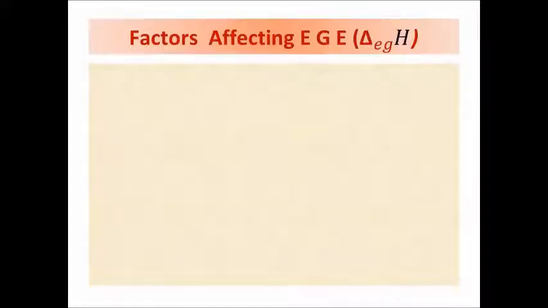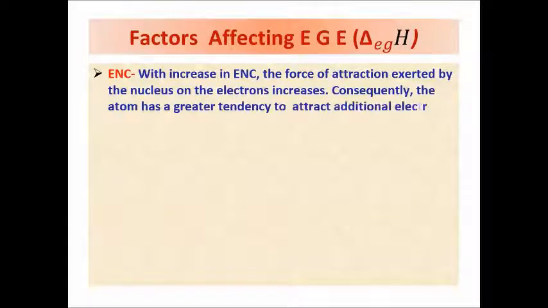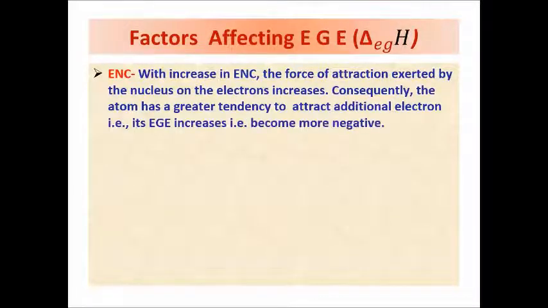Now let's see the factors which affect the electron gain enthalpy. The first one is effective nuclear charge. With the increase in effective nuclear charge, the force of attraction exerted by the nucleus on the electrons increases. So the atom has a greater tendency to attract an additional electron. That means the electron gain enthalpy increases and becomes more negative. The second factor is the atomic size.